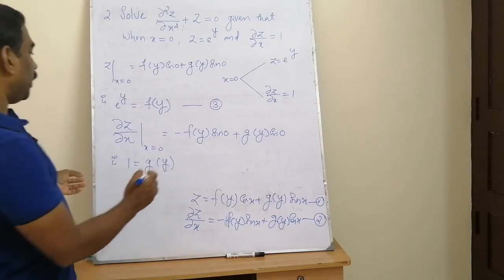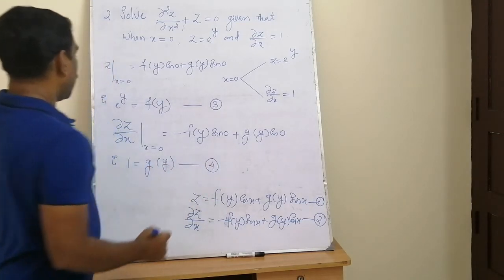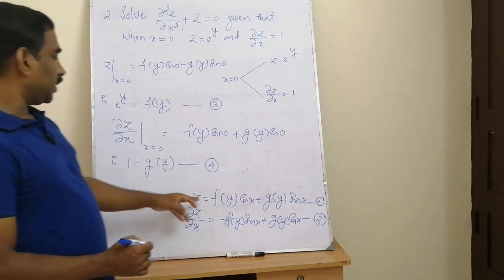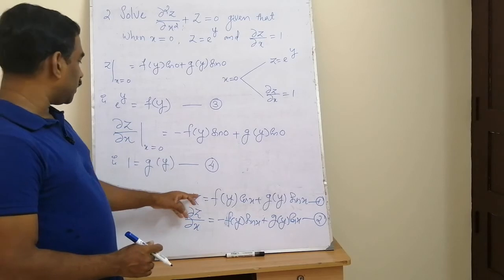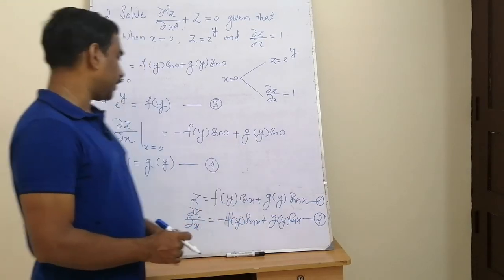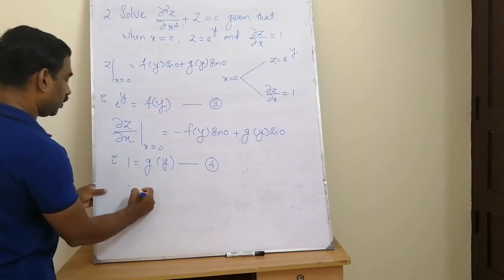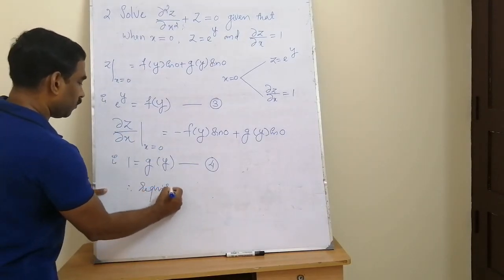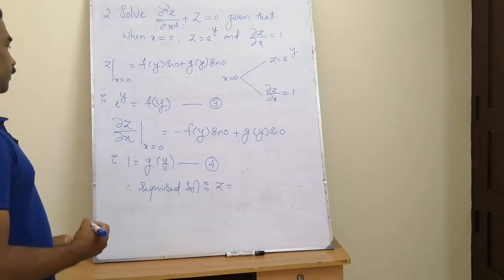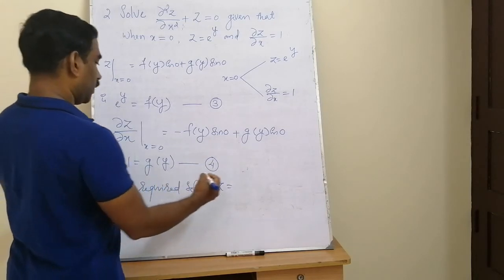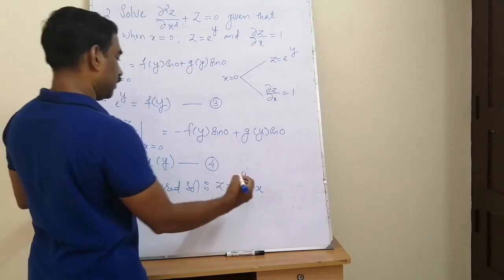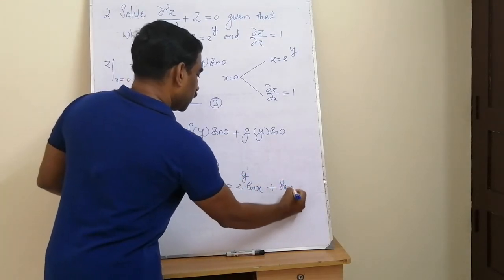This is equation number 4. So we have the values of the arbitrary functions f of y and g of y, and substituting these arbitrary functions in the general solution, we get z is equal to e raised to y cos x plus sin x. Therefore the required solution is z is equal to e raised to y into cos x plus sin x.